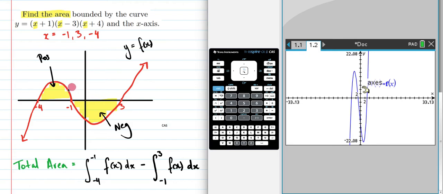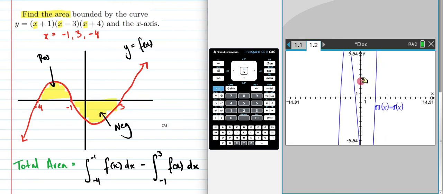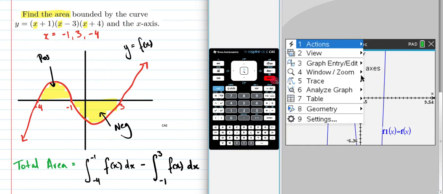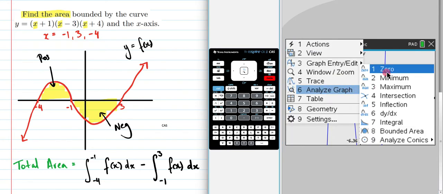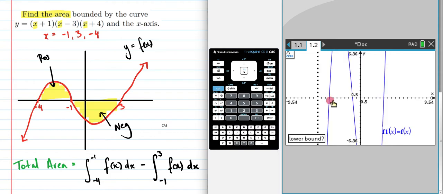You should use your CAS to figure out what's above and what's below. You'll have to find your x-intercepts. There's a few ways to find the x-intercepts. You can go menu, analyze graph, zero, and then you can start doing things like this to find what they are. I find that quite long and cumbersome.